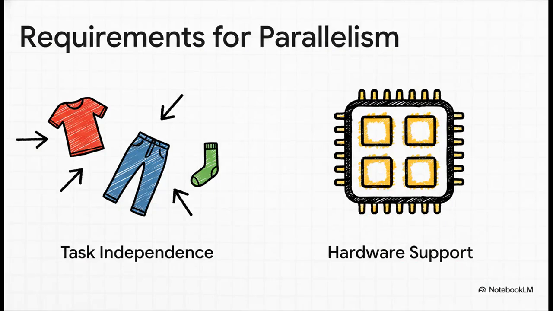Okay, but hold on. You can't just throw parallelism at any old problem. There are a couple of rules. First, the tasks have to be independent of each other. Think about it. Washing your towels has nothing to do with washing your sheets, so you can do them at the same time, no problem. And second, you've got to have the right hardware for the job. You need those multiple washing machines, or inside a computer, you need a multi-core processor.